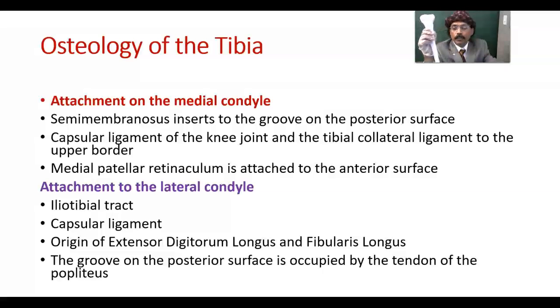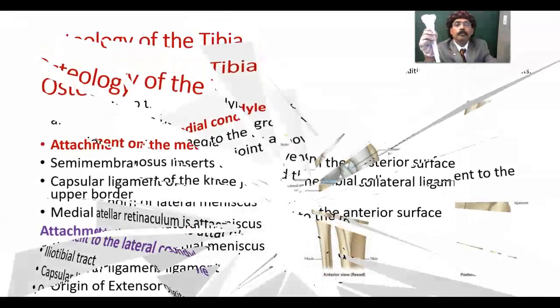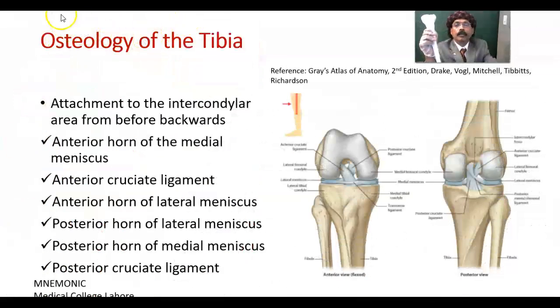Okay, we got that. Now we go to the attachments of the intercondylar area, from before backward. That is very important. This is the intercondylar area between the condyles. The attachments are so important to us; we have to identify all these structures. We must know the attachments.